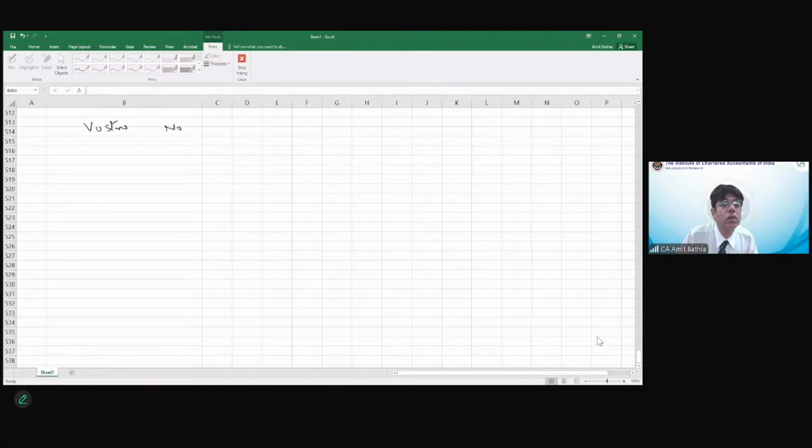Vostro, nostro, and loro. Yes, tell me. I think this is a very, very easy concept. If it comes in the examination, then you really are very lucky. Because the concept is very easy, but nonetheless very important as well. So, what is the importance or meaning of this particular concept? What do you mean by vostro, nostro, and loro?